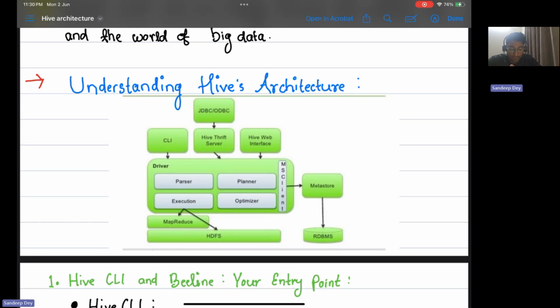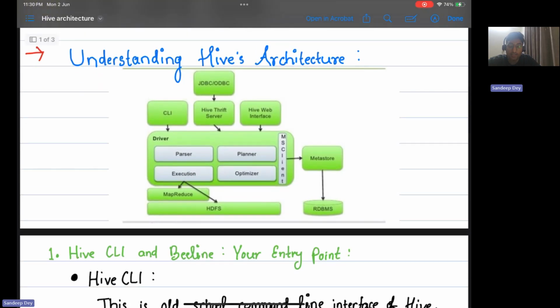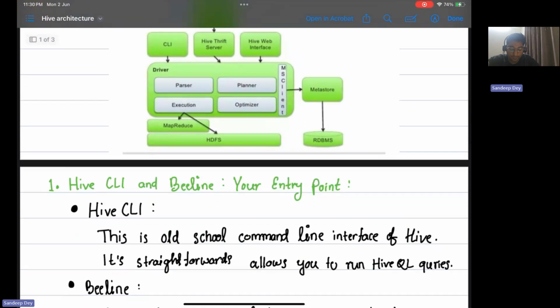You can see it starts from the CLI. When you write the SQL query, first it comes to the CLI, or Beeline. This is our entry point. The old school command line interface of Hive is straightforward and allows you to run Hive queries.